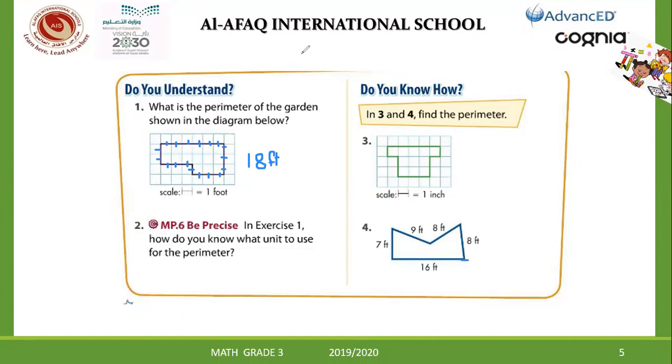The second one, he asked me: in exercise 1, how do you know what unit to use for the perimeter? As we said, we took the unit from the scale. The scale shows that 1 unit is 1 foot. Number 3, he asked me to find the perimeter. As you see, this figure is drawn on a grid, so we can find the perimeter by counting all the unit segments.